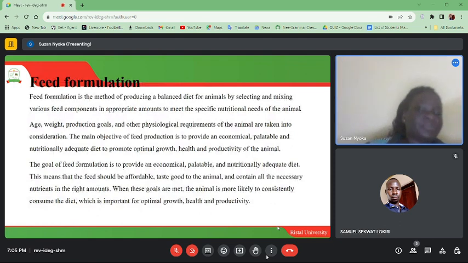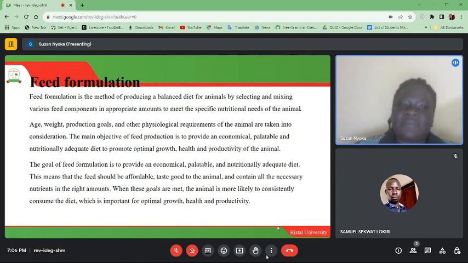Feed formulation. Feed formulation is the method of producing a balanced diet for animals by selecting and mixing various feed components in appropriate amounts to meet the specific nutritional needs of the animal. Age, weight, production goals, and other physiological requirements of the animal are taken into consideration when formulating this feed. The main objective of feed formulation is to provide an economical, palatable, and nutritionally adequate diet to promote optimal growth, health, and productivity of the animal.